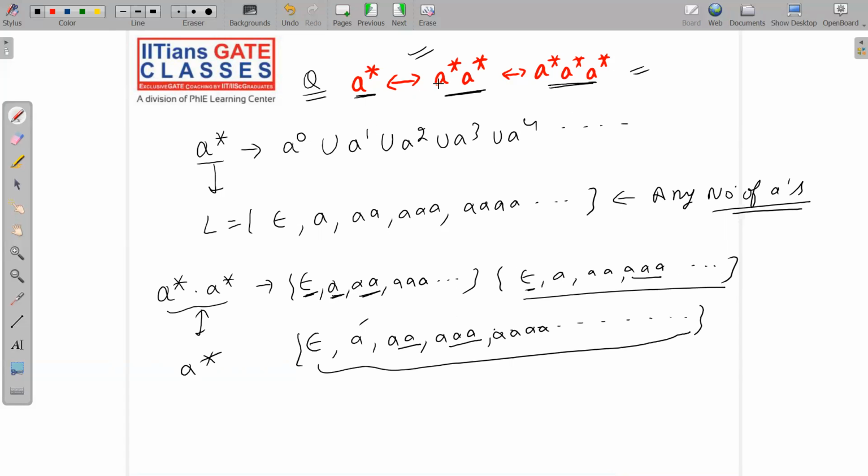Okay, so a star is equivalent to a star dot a star, and that is also obviously equivalent to a star dot a star dot a star, dot dot dot. So the intuitive way to visualize all these things is this: this represents any number of a's. This represents any number of a's followed by any number of a's. What does this mean? Any number of a's followed by any number of a's is nothing but any number of a's only. You have got all possible a's, and again you have got all possible a's. When you concat them, obviously you will get all possible a's only. So this is the intuitive way to represent, or to remember, all these things. Okay, so please note it down.